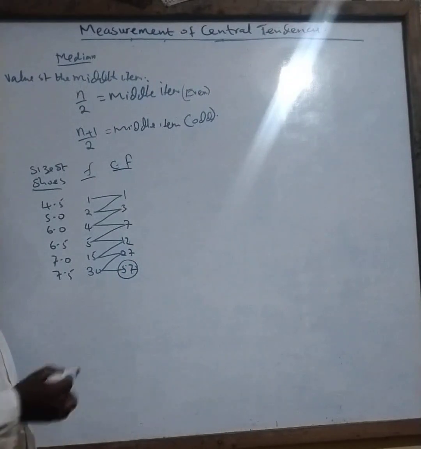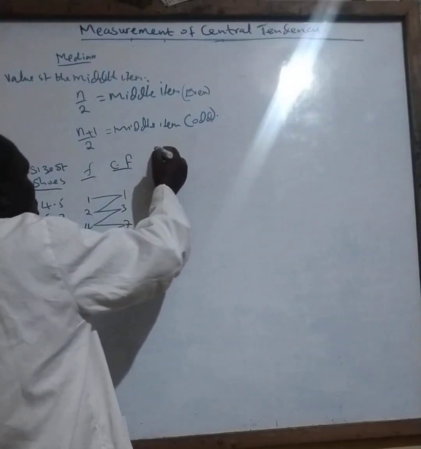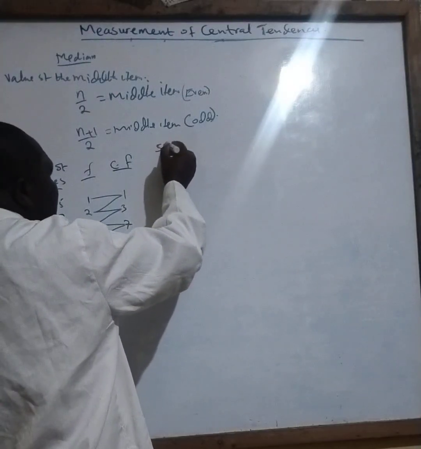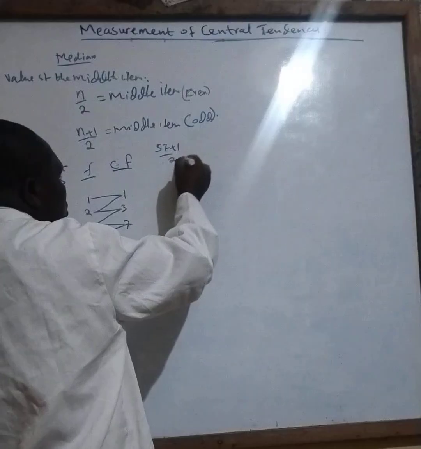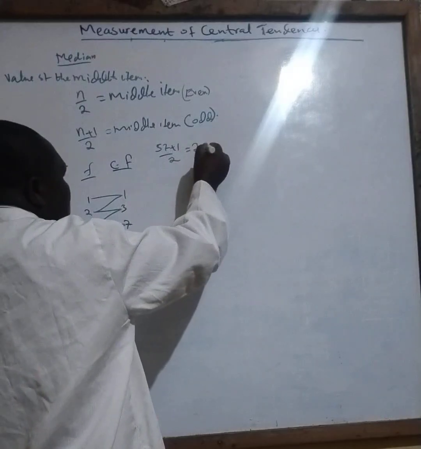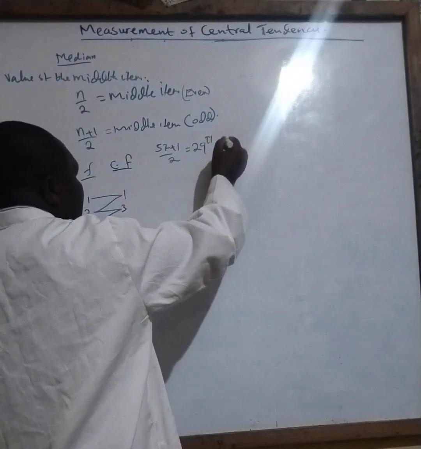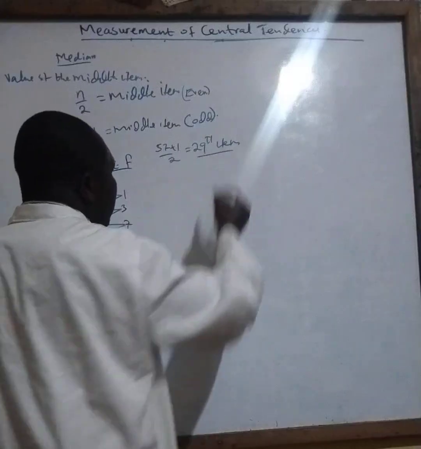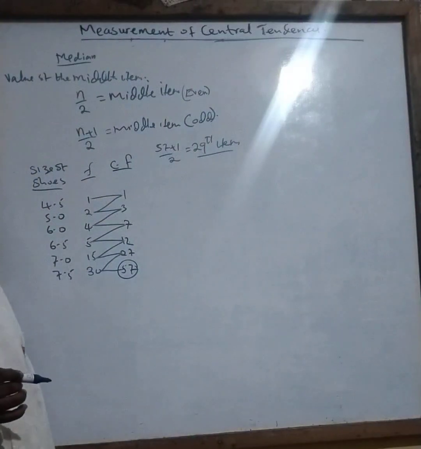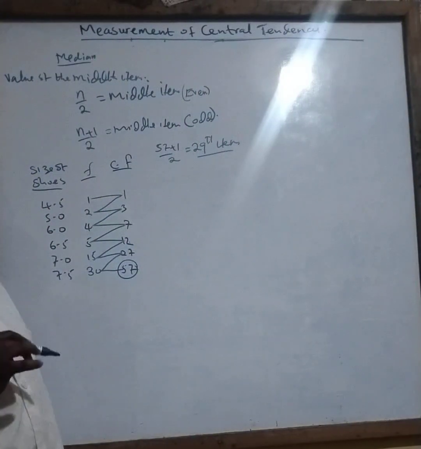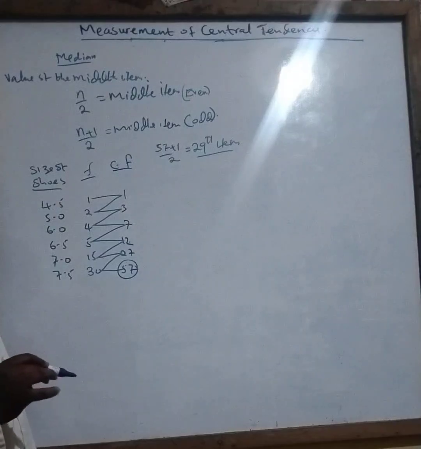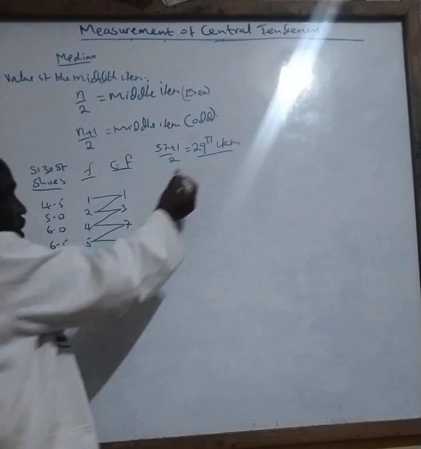It is odd. So therefore, your median here, your middle item, will be 57 plus 1 divided by 2. That is 58 divided by 2, which gives you the 29th item. So your 29th item is where we have your middle item, your median. Your median is now in the 29th item.